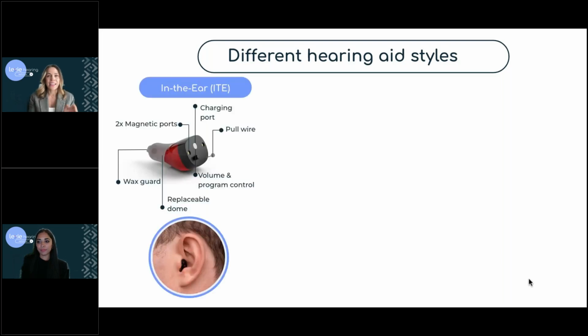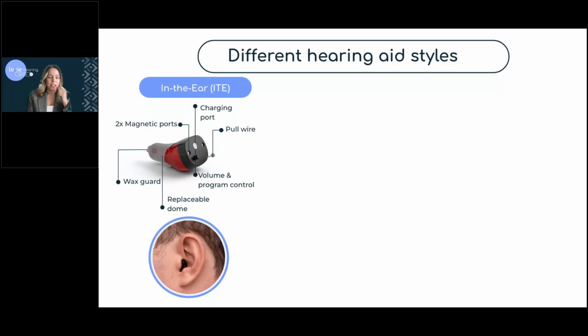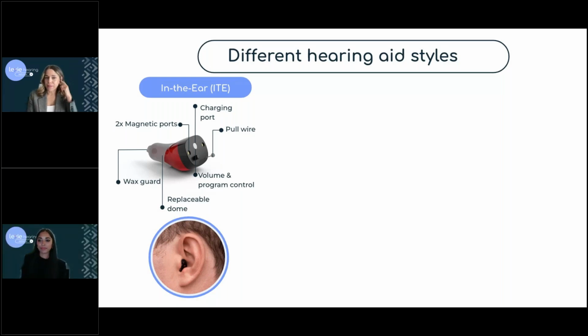The first is the in the ear, or ITE for short. Now this is not going to have anything behind the ear. It sits right inside the ear canal. It's got the microphone and the speaker. Everything sits right in the ear. And while it is more discreet, still powerful, but just discreet, it can take a little while to get used to because it does completely plug up that ear canal.